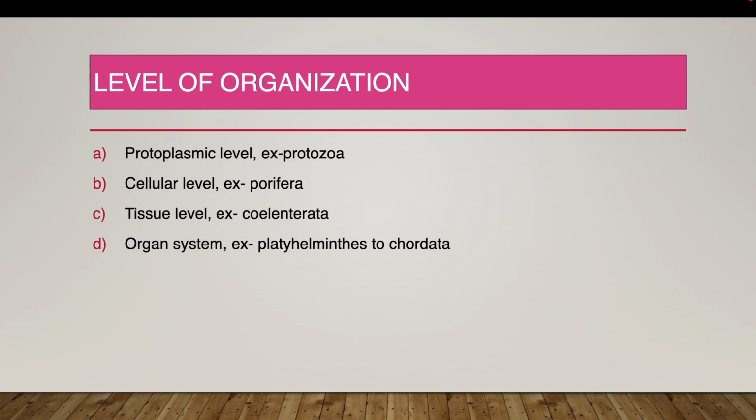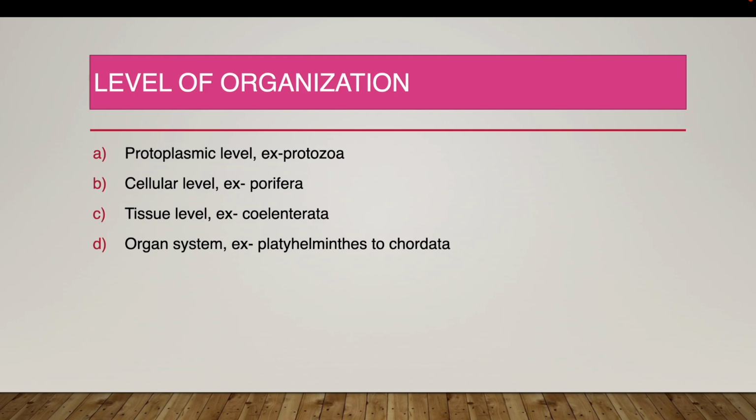Then the third level of organization is known as the tissue level of organization. That means although they have tissues, they don't have any organs. So in that case, the tissues are there but the organs are absent. The phylum Coelenterata comes under tissue level organization.